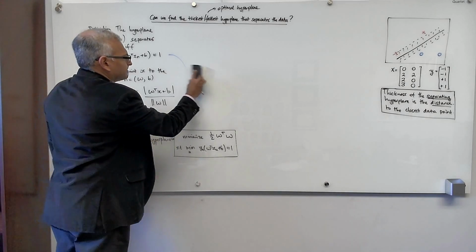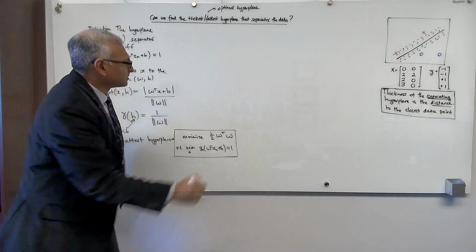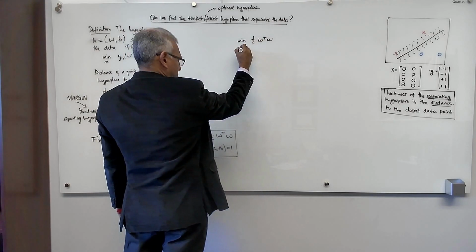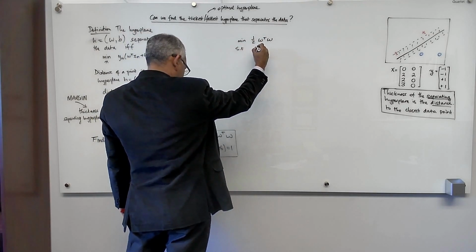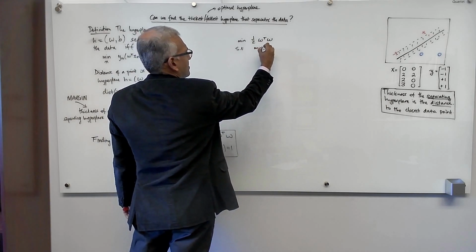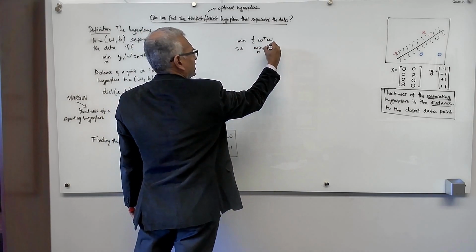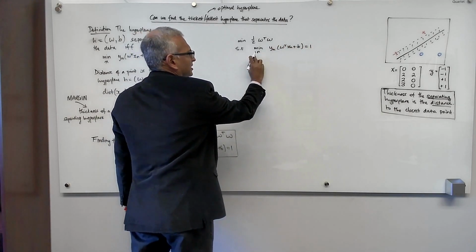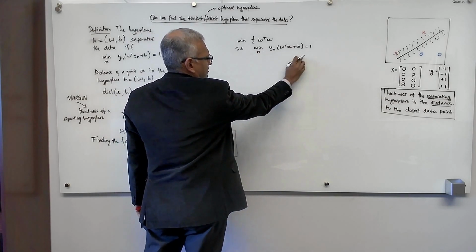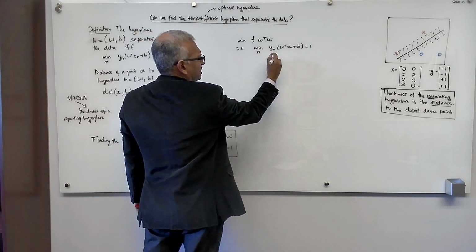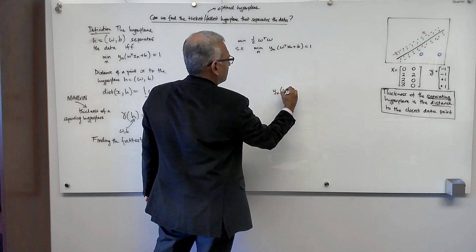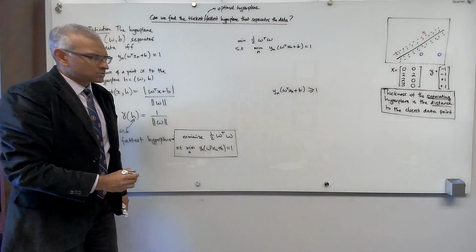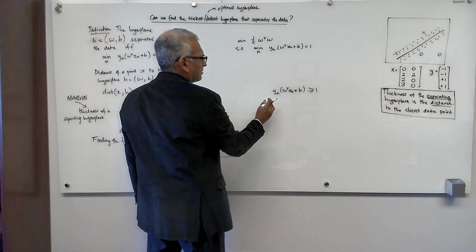Let me erase this. So minimize 1/2 w transpose w subject to the min over all your data points of yn w transpose xn plus b equals 1. Well, certainly if the minimum is equal to 1, it means that yn w transpose xn plus b is greater or equal to 1. So we could consider an alternative optimization problem with this constraint.